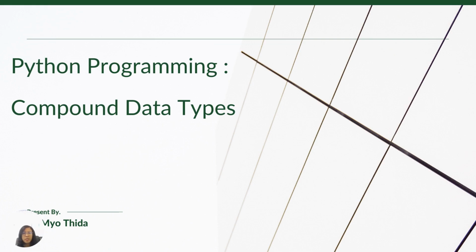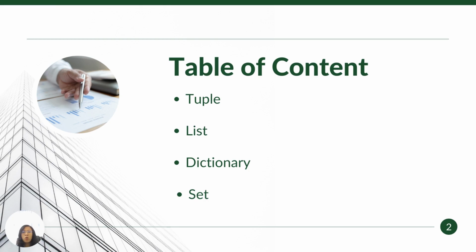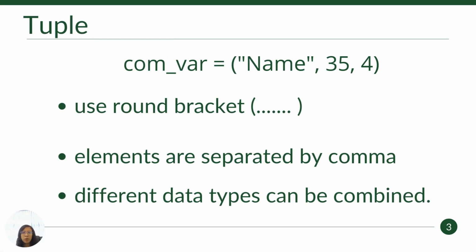Welcome back. Yesterday we learned the four basic data types, which are integer, float, boolean, and string. Today we are going to learn four compound data types, which are tuple, list, dictionary, and set. All right. What do we mean by compound data types? A compound data type is basically where you can combine various data types together in one variable. Right? Let's start with tuple.